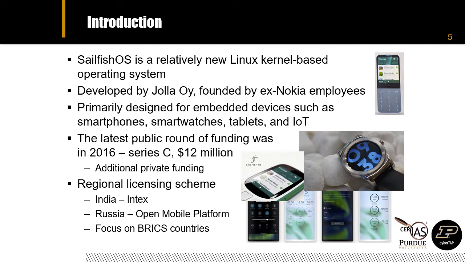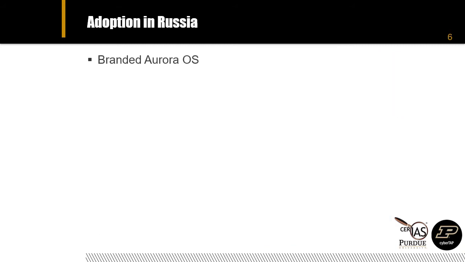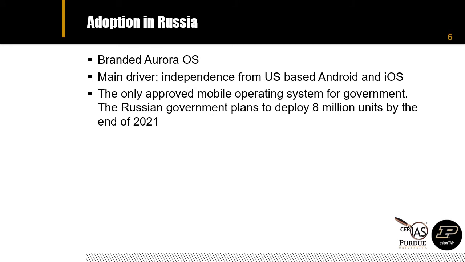The company has gone through several rounds of funding, latest being Round C in 2016. It also operates using regional OEM licensing scheme. The product is adopted in Russia under the name of Aurora OS. The main driver for development and adoption of the operating system is the need for independence from the US-based Android and iOS. This is also the only approved mobile devices for government use.